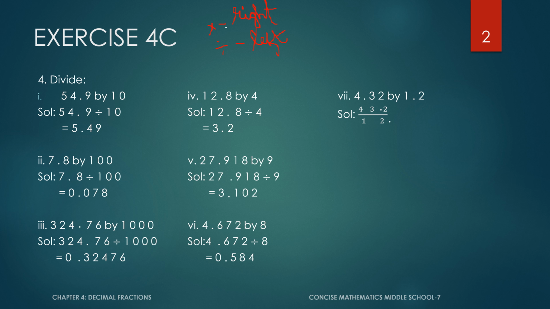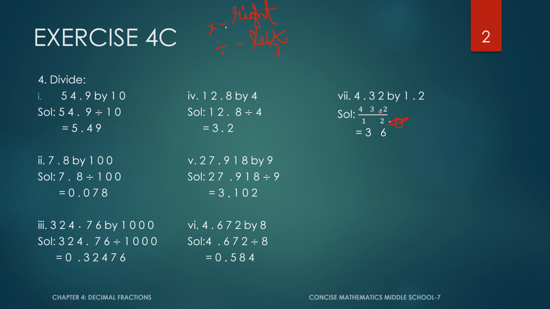Afterwards, just let me take my pen. Here it will be 0, right? After the point, you can just neglect this 0. You can just cancel it off. Now it is very easy. It is similar to this method, right? Just consider it as 432 divided by 12. So this will be your answer.